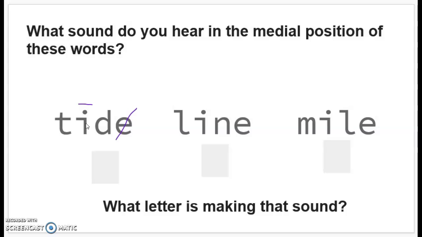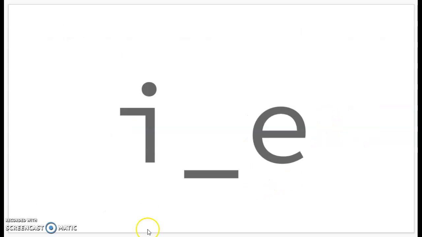It's long sound. Let's do the next word, line. Put a macron above our I because it says its name. Cross out our E. Mile. Cross out our silent E and put a macron above our I. We call this I consonant E. When we see I consonant E, we cross out our silent E and we put a macron above it.